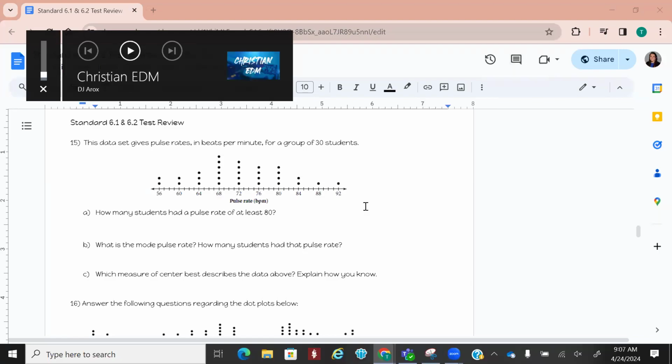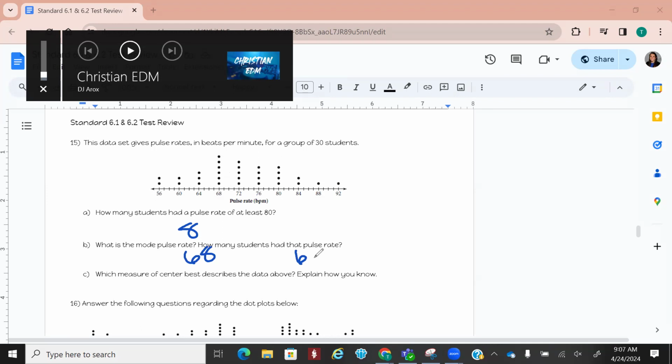So how many students had a pulse rate of at least 80? So you're going to count all those dots up and you're going to get 8. What is the mode pulse rate? So which one occurs the most often? 68. And how many students do we have?